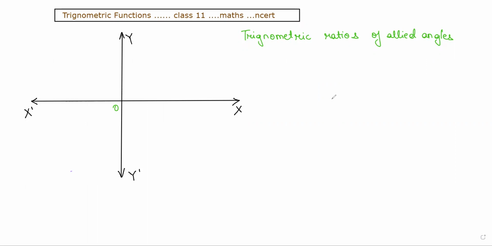And we were discussing trigonometric functions for class 11th maths NCERT. Let's continue with the discussion. Today we'll discuss trigonometric ratios of allied angles.